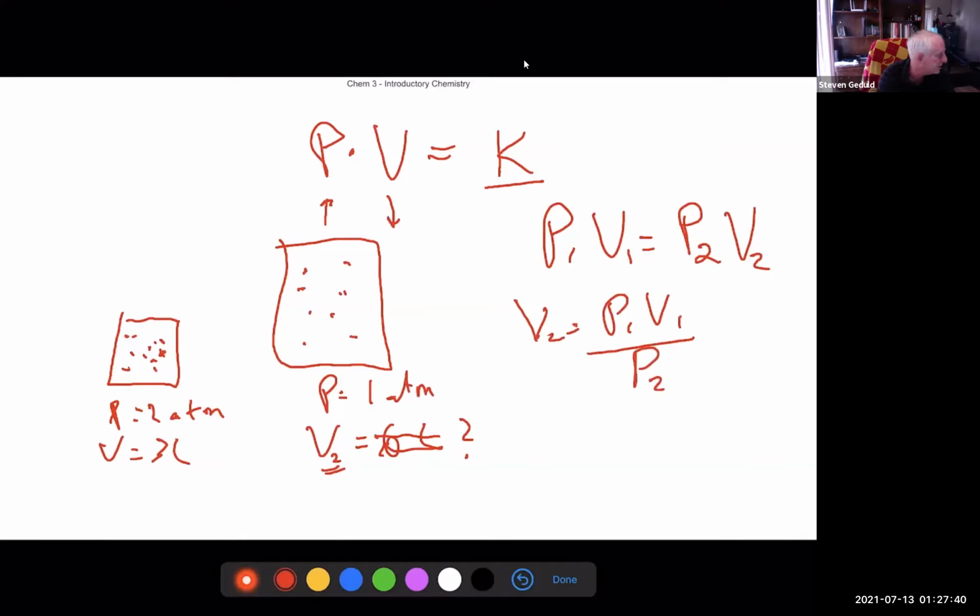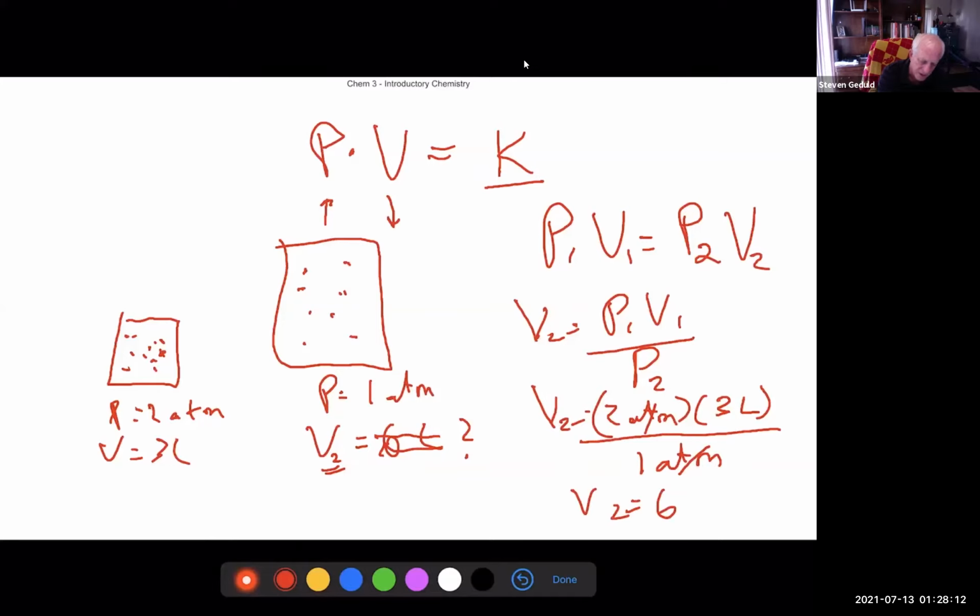That's your new volume. So V2 is equal to P1, which was 2 atmospheres, times volume 1, which was 3 liters, divided by P2, which was 1 atmosphere. Atmospheres cancel, and we're left with liters. 3 times 2 equals 6, just like we said before. Now, they're not going to be that simple. I guarantee we'll make it a little more complicated. We have to, right?